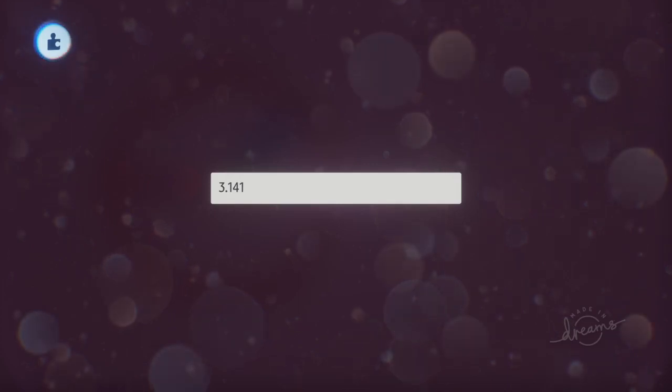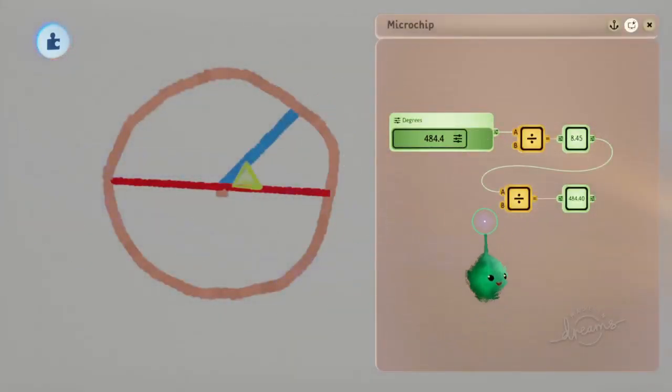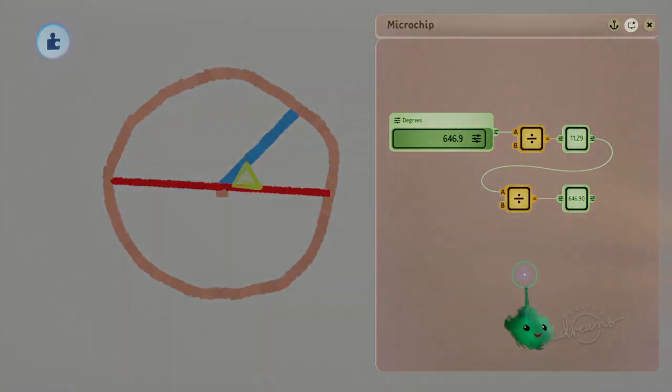Oh, 14159. Okay, that's better. And now you can just put this to any degrees you want, and you get the right radians out, and then the radians get converted to degrees again, and we're getting the same degrees out. So that's all working properly, and that's how you convert between the two.